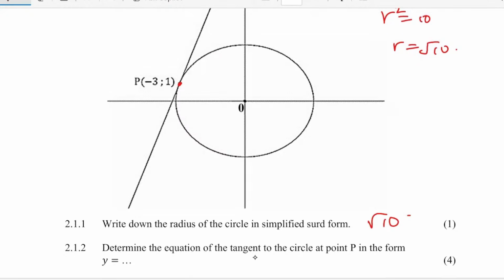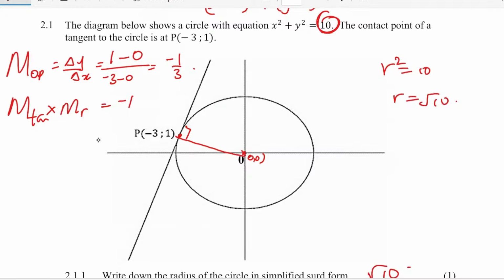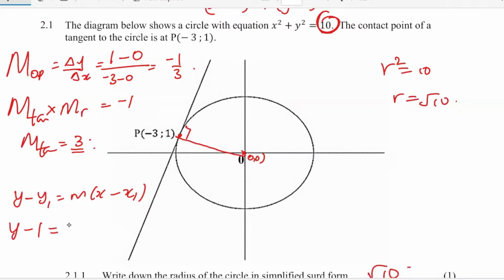And then determine the equation of the tangent to the circle in this form. So if this is (0, 0), we can get a gradient here and then use the perpendicular lines of the radius. So the gradient of the tangent is just going to be +3. And then y minus y1 is equal to m into x minus x1. So y minus 1 is equal to the gradient, which is 3, times x minus 3.